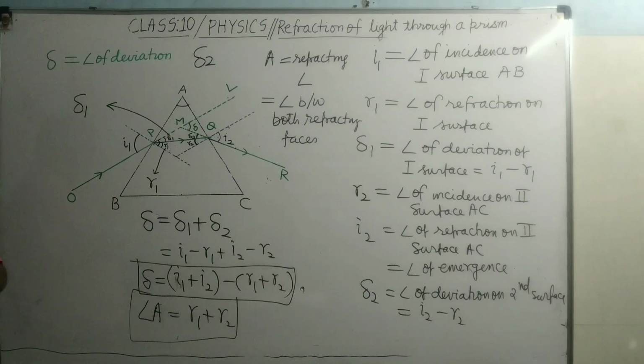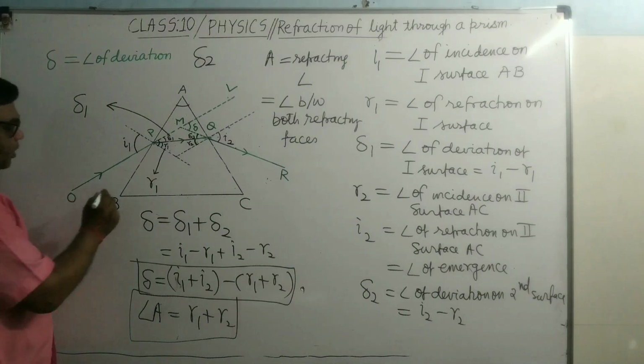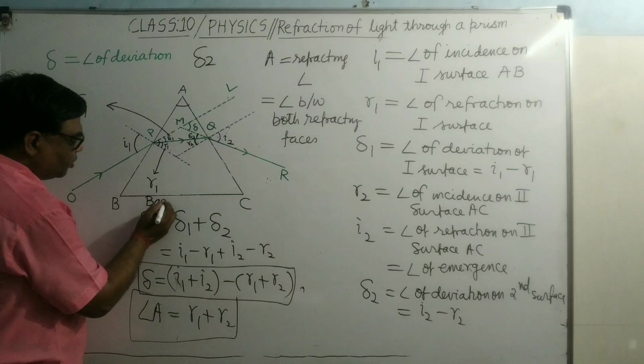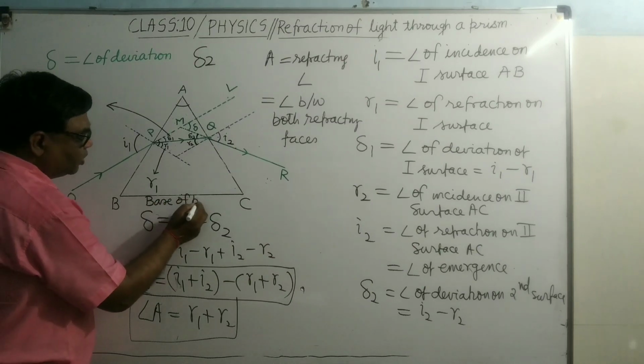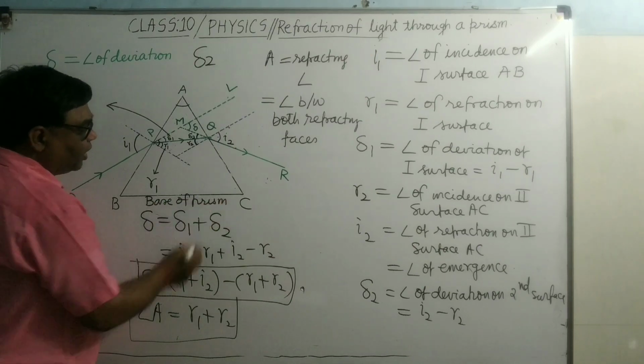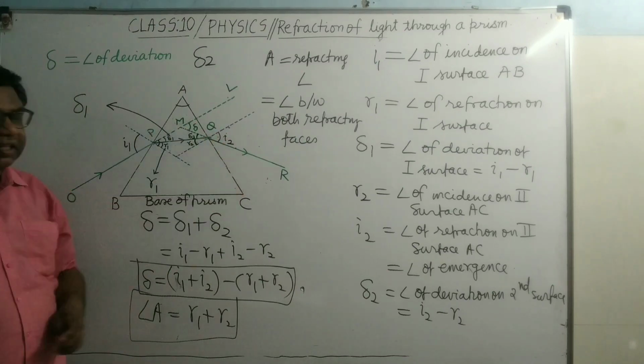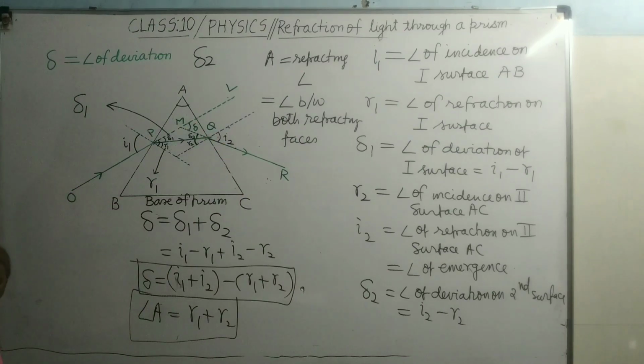Now here you can see, we call BC the base of the prism. You can see here, when the ray emerges out on the other side of the prism, what happens? It is bending towards the base of the prism. It's clear? Now see here, angle of deviation.